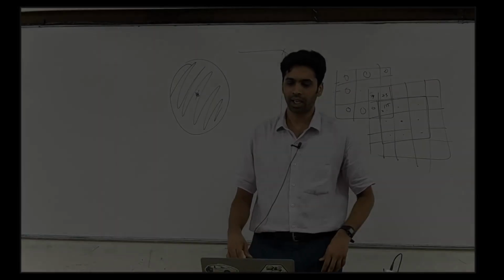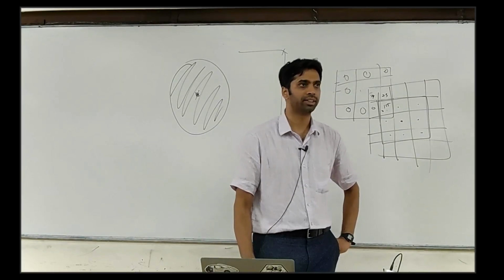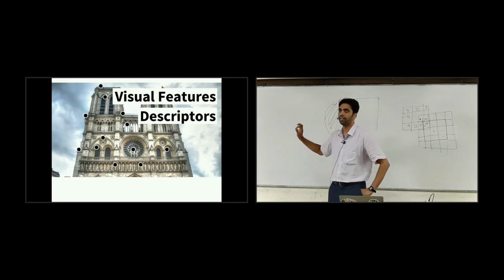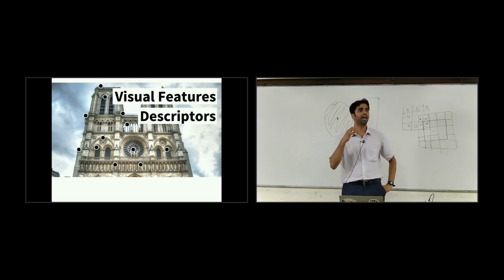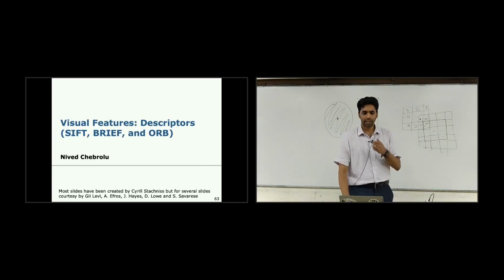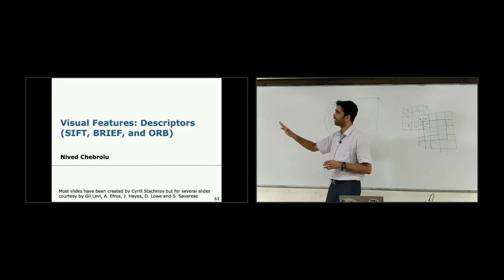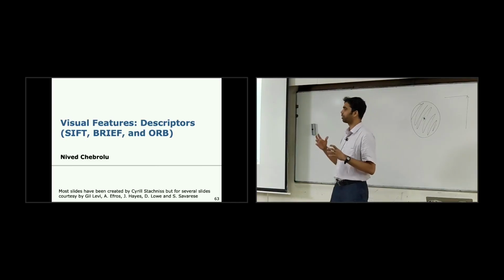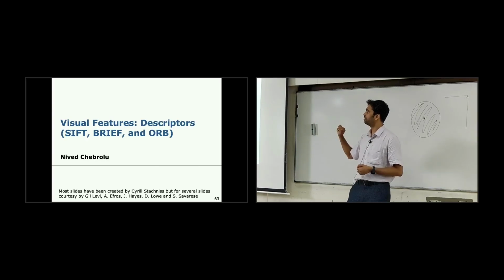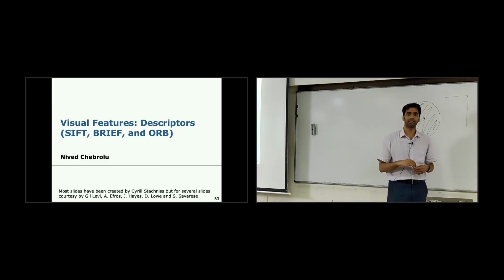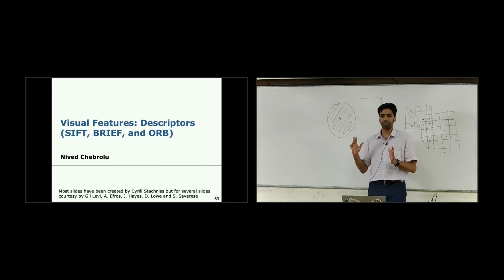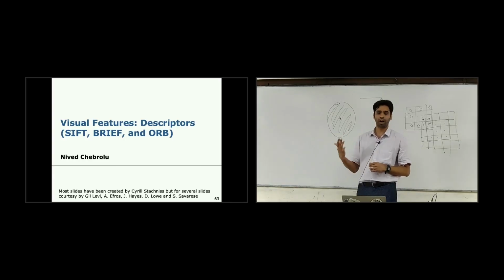So then I'll start with the visual feature descriptors. So till now what we saw is how to get those points. But the next question is, how do you describe the local area around those points? We'll look broadly at SIFT, which is one of the most popular feature descriptors, and then BRIEF and ORB. SIFT stands for scale invariant feature transform, and BRIEF and ORB are binary descriptors which are very fast to compute.